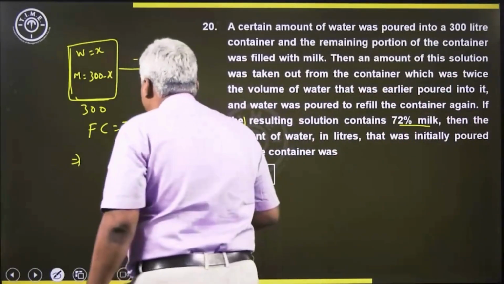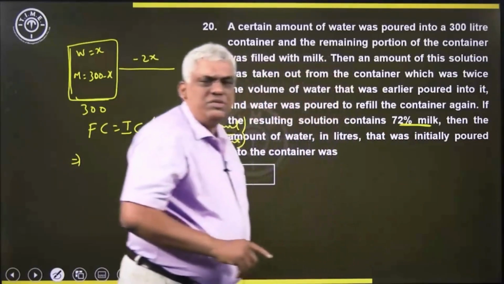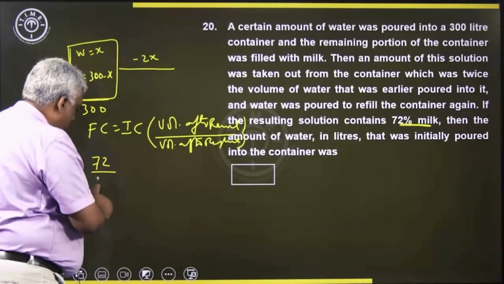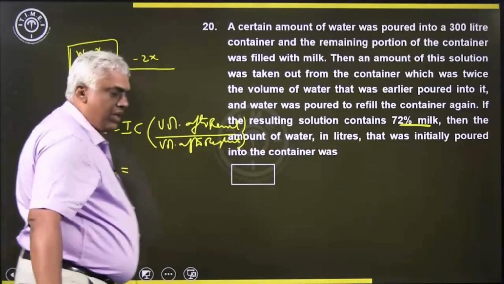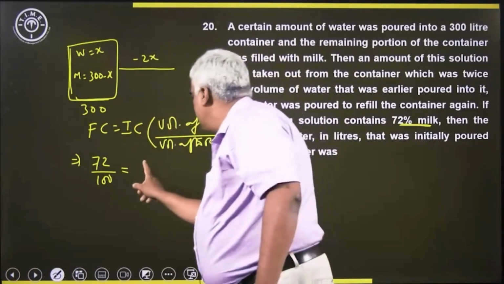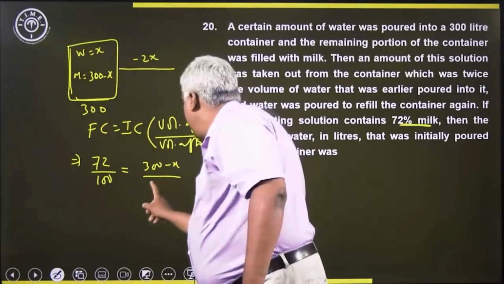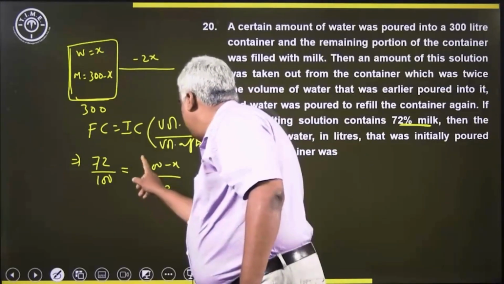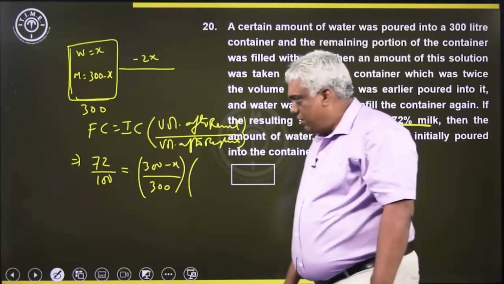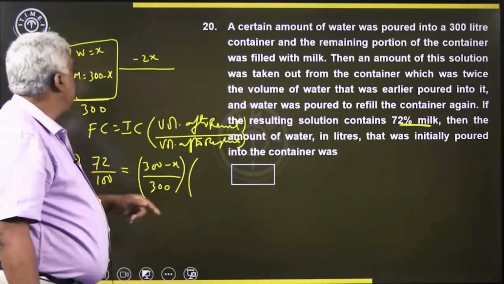So, what is the concentration of the milk in the final solution? The final solution is 72% milk, which is 72 by 100 in fraction, right. So, final concentration 72 by 100 equals the initial concentration of milk. What was the initial concentration of milk? Milk was 300 minus X by 300, right.